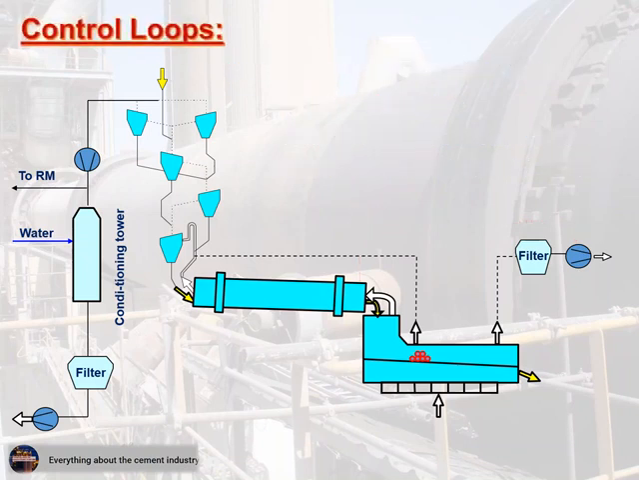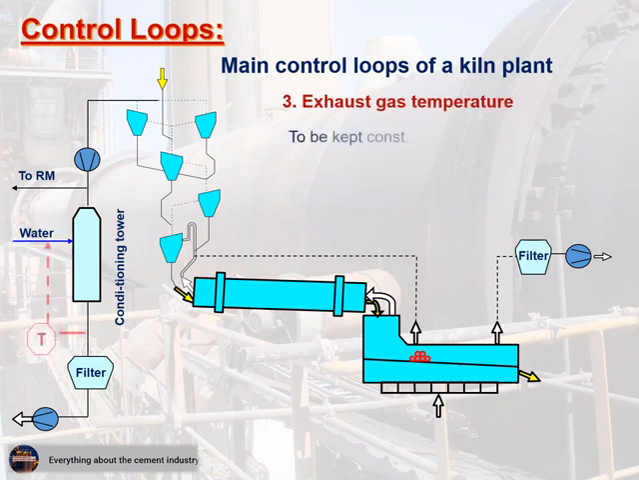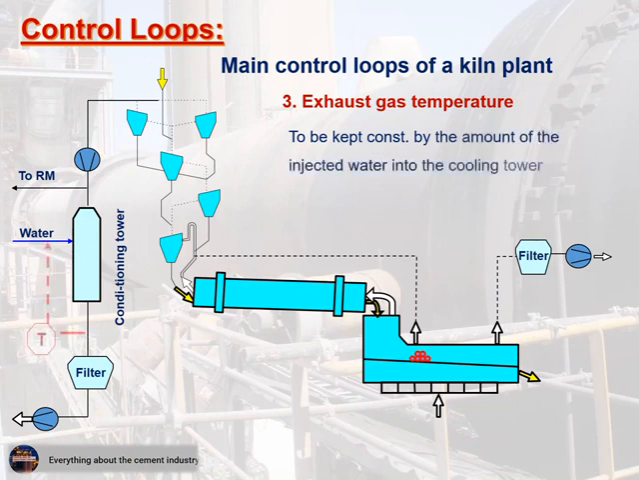Control loops. Slide 3, we follow the explanation of the control operations that occur in the rotary kiln. Main control loops of a rotary kiln plant. 3. Exhaust gas temperature, to be kept constant by the amount of water injected into the cooling tower. Important for direct operation.